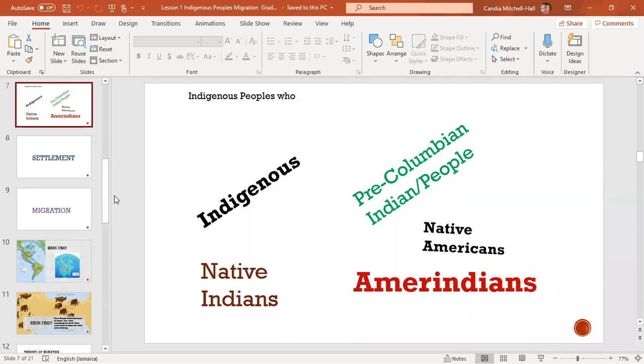Is anyone here from Dominica? Or has ever been to Dominica before? No one. In the Caribbean today, you have indigenous people still living in Dominica. The first people who would have lived in this part of the world are still living there in Dominica, in parts of the United States, and also in Canada.